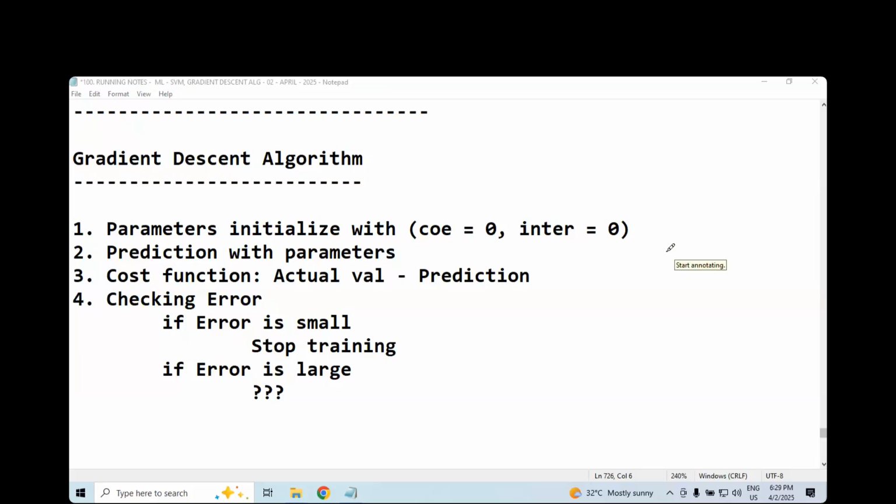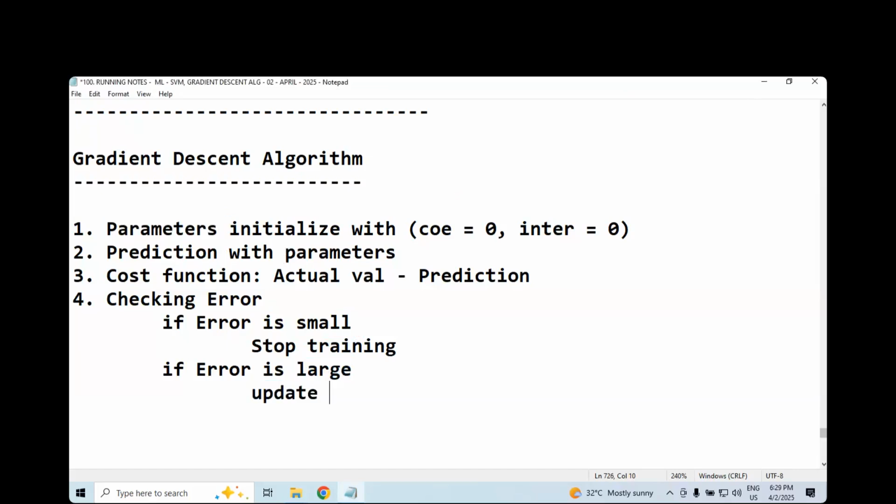Either the error is small or large just because of these parameters only. If the error is small, parameters are good. If the error is large, parameters are not good. Then what we need to do? If the error is large, update the parameters.